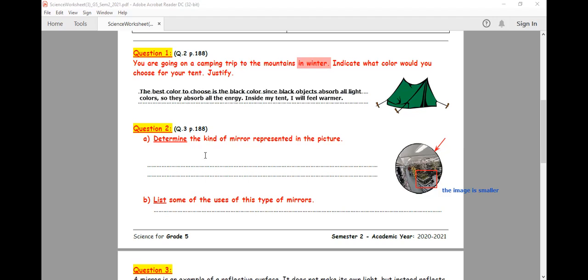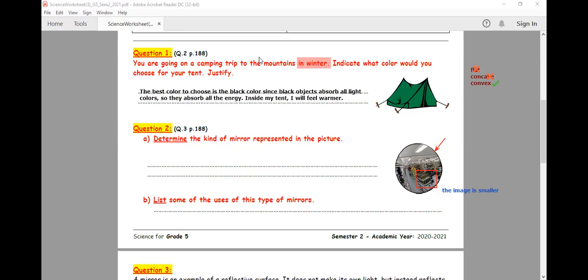So what's the kind of this mirror? Is it flat? It's a convex. Convex. Bravo. Amazing job. Flat objects give an image of the same size of the object, so this is not correct. Concave mirrors give an image that looks larger, so this is not the case. This means that this mirror is a convex mirror.